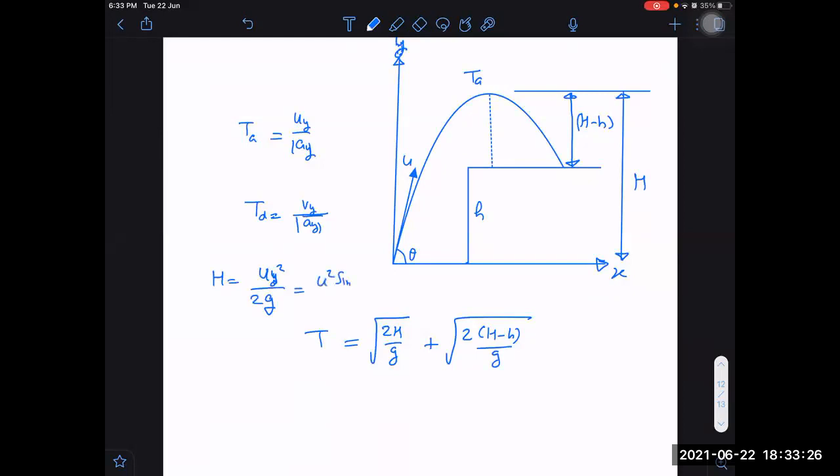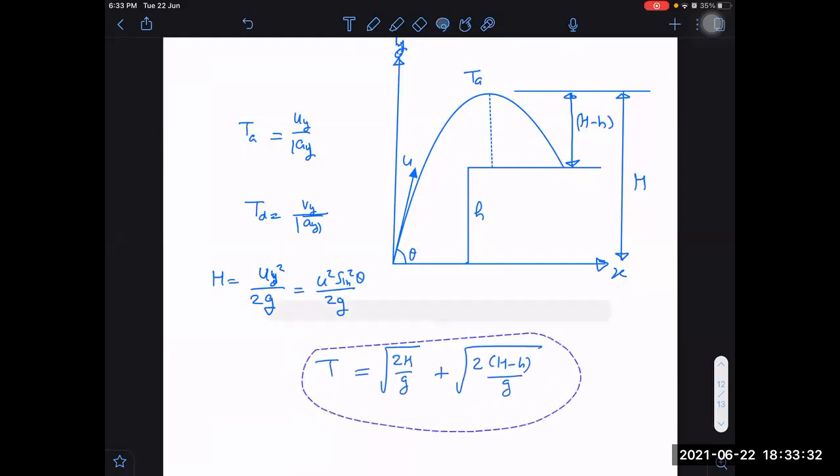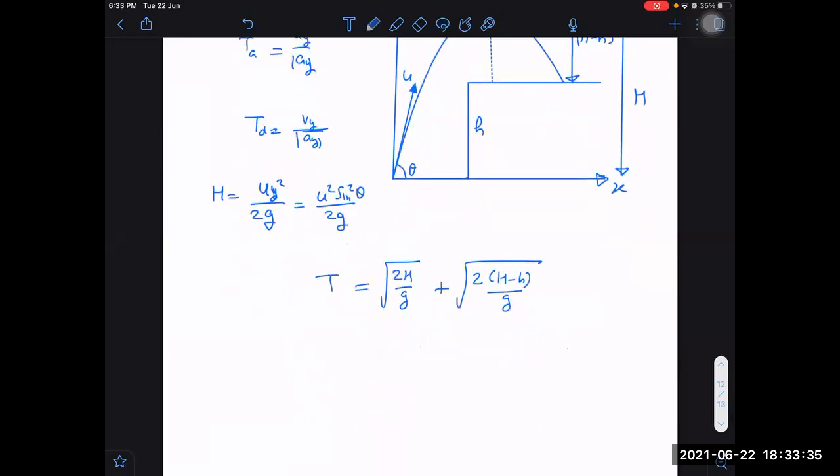U square sin square theta by 2g. Once we know that, then in one step only we will be getting the answer now. Yes, sir. In fact, as far as this part is concerned, I could do it in different ways also. Okay, whatever. But this is also very simple. You are also doing it in a very nice way. Time of flight is done.